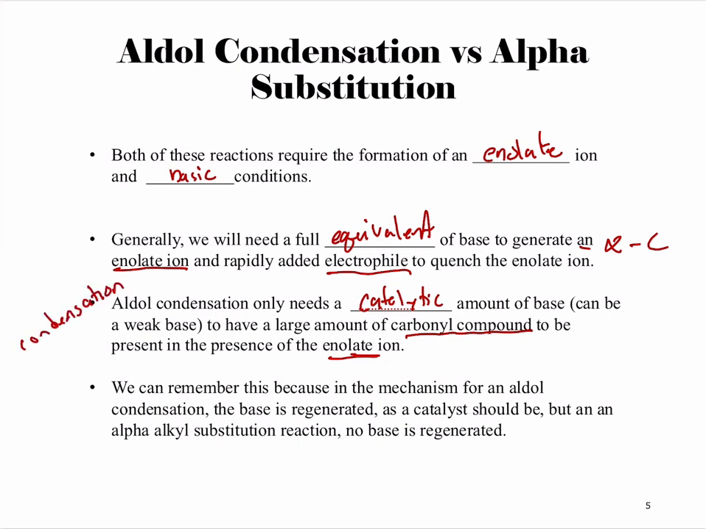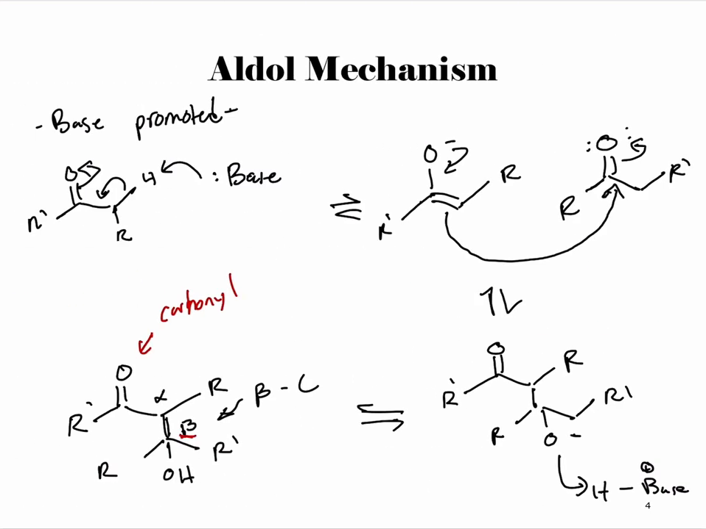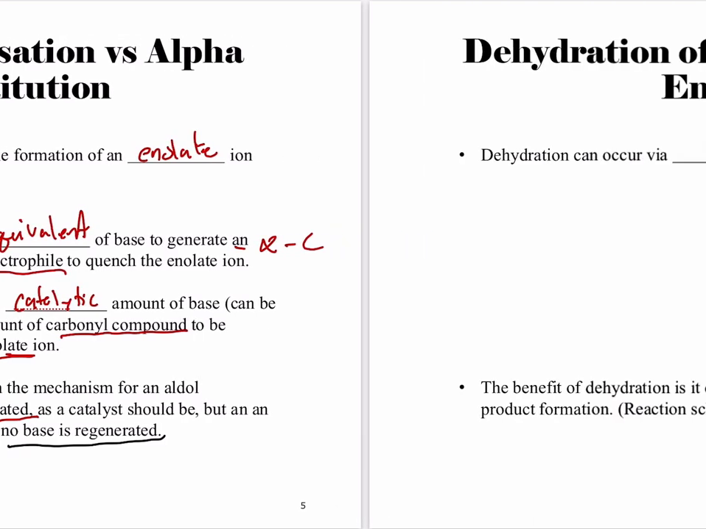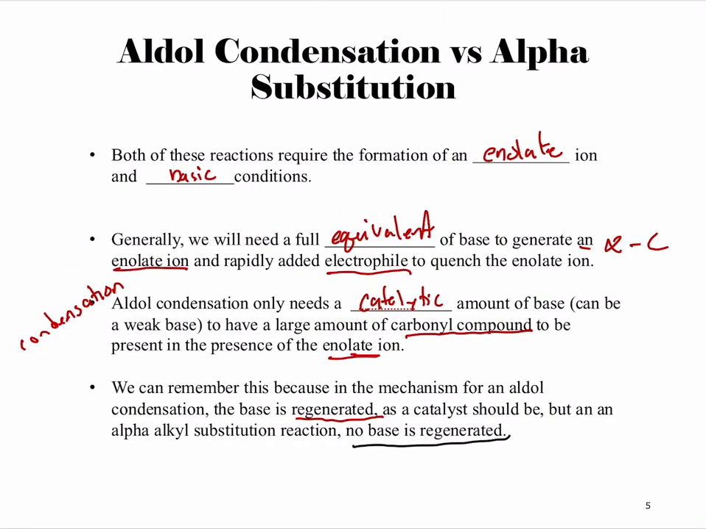And so we can remember this because for an aldol condensation, the base is regenerated, which is what we saw last slide, right? We end up with base here, again, at the end. The base is regenerated, so we only need a catalytic amount of base, whereas for a alpha alkyl substitution reaction, no base is regenerated because the enolate ion is quenched with an electrophile rather than allowed to react with another carbonyl compound. And so that's how you're going to determine whether or not you have an aldol condensation versus alpha substitution reaction.